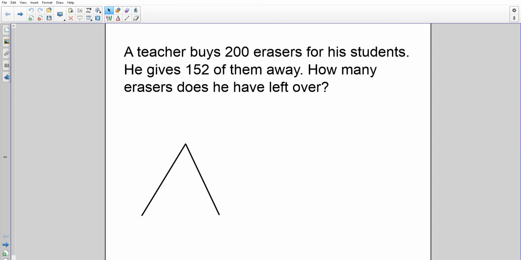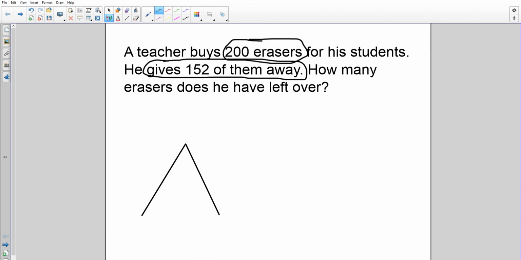Going now to circle my important information. I want to identify the numbers as well as what they are about. So I see 200. I see 200 erasers. Then I see a next part. He gives 152 of them away. We're going to include that word gives with the number 152 to help us understand what we're going to be doing. And then how many erasers does he have left over?